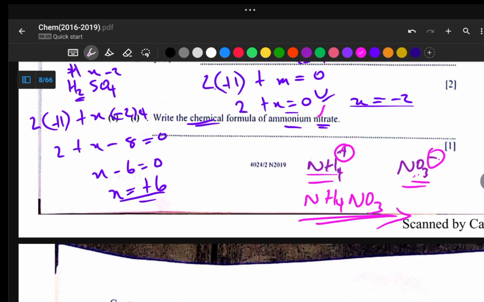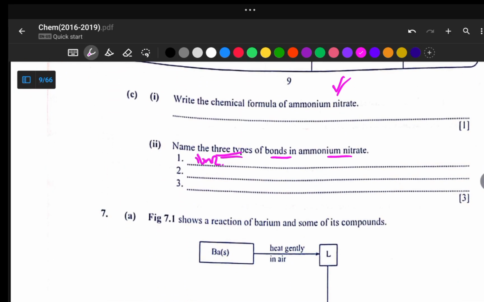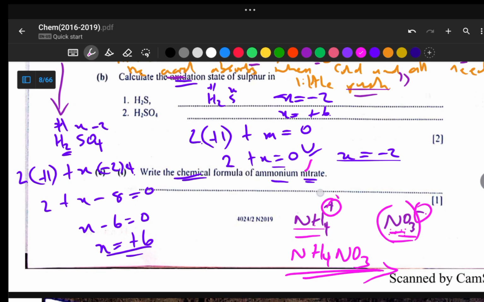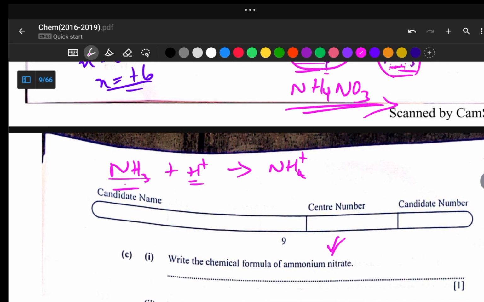And then the bonds within this nitrate ion. The bond within this nitrate ion is the covalent bonding, right? Covalent bonding. And then the bond within this ammonium ion. So ammonium ion is formed by the protonation of ammonia. You're going to add a proton to ammonia to give ammonium ion. So the bond in ammonia is a covalent bond. So this is what we call dative bonding, when we are to add this proton, right?